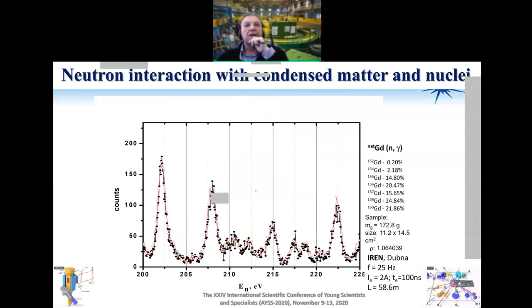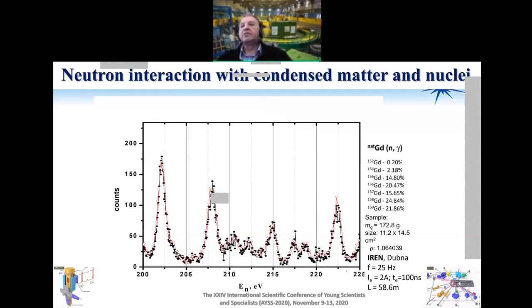If we come to nuclear physics, again, the neutron interaction cross-sections with different elements and different isotopes are also non-monotonic. And this is an example of the neutron capture cross-section for natural gadolinium. Natural gadolinium consists of several isotopes. You see the list of isotopes here and the corresponding percentage in the natural mixture of these isotopes.